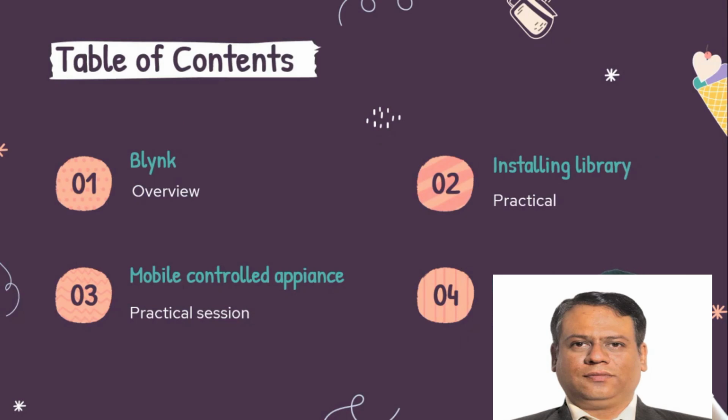So first of all, we are going to see about the Blink application, and here we are going to install a certain library which is required to work on a Blink application. And third, we are going to work on a practical session to control certain appliances with the help of the Blink application we have on the mobile phone. And finally, of course, we are going to have the discussion and then tech news.